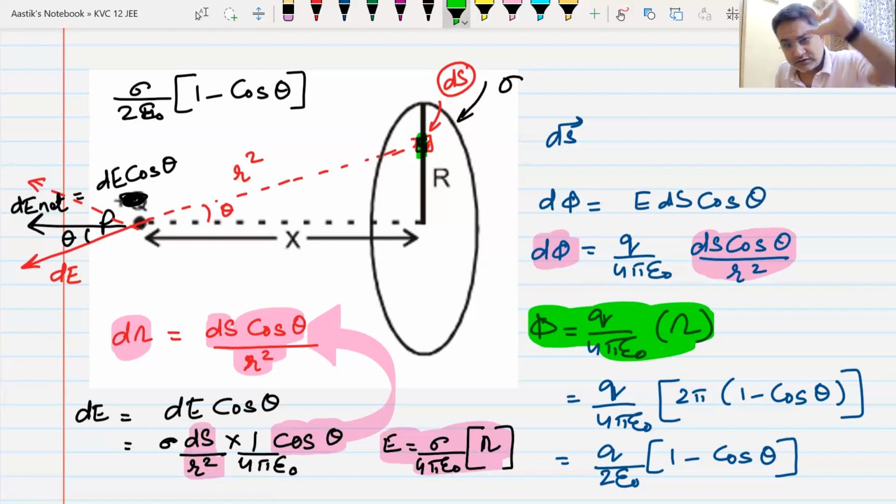Do we understand this? Some are saying this has gone above their heads, this is going too much. Do we understand this? Yes or no? Yes, sir.